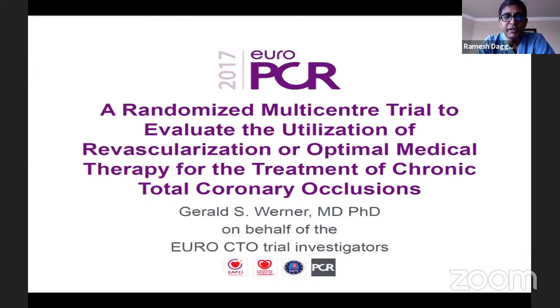And then there is EuroCTO. It was presented by Gerald Werner at EuroPCR in 2017. I'll show you both 1 year and 3 year results. It's a randomized multi-center trial to evaluate the utilization of revascularization or optimal medical therapy for the treatment of CTOs.